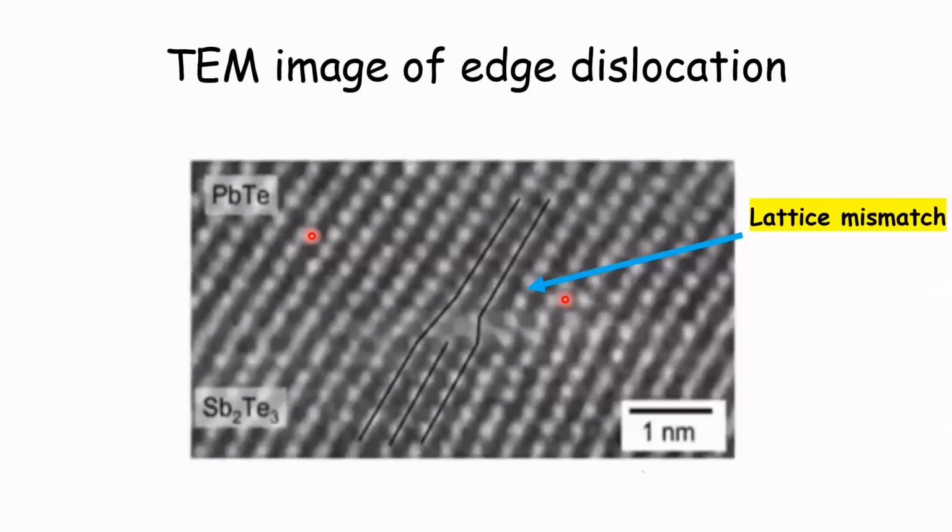And here we can see the TEM, or transmission electron microscopy, image of an edge dislocation. We can see the existence of a lattice mismatch and note the extra half plane here at the upper side.